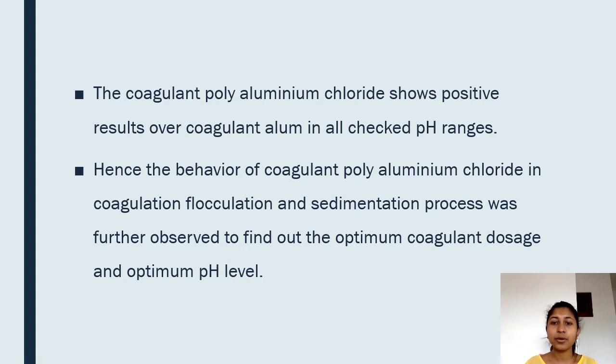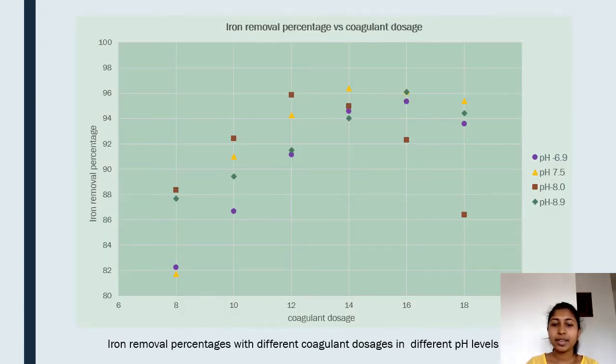Hence, the behavior of coagulant polyaluminium chloride in the coagulation, flocculation and sedimentation process was further observed to find out the optimum coagulant dosage and the optimum pH level. This graph shows iron removal percentages with different polyaluminium chloride dosages in different pH levels.